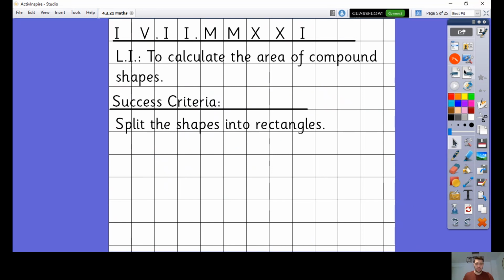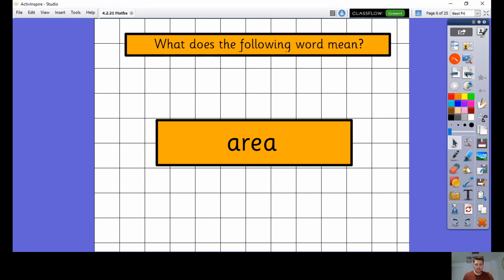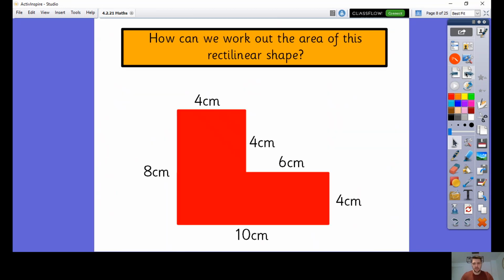So we are going to be splitting the shapes into rectangles to make it easier for ourselves. What does this word mean, area? And what does this word mean, compound? Have a little think about that and we'll recap it at the end.